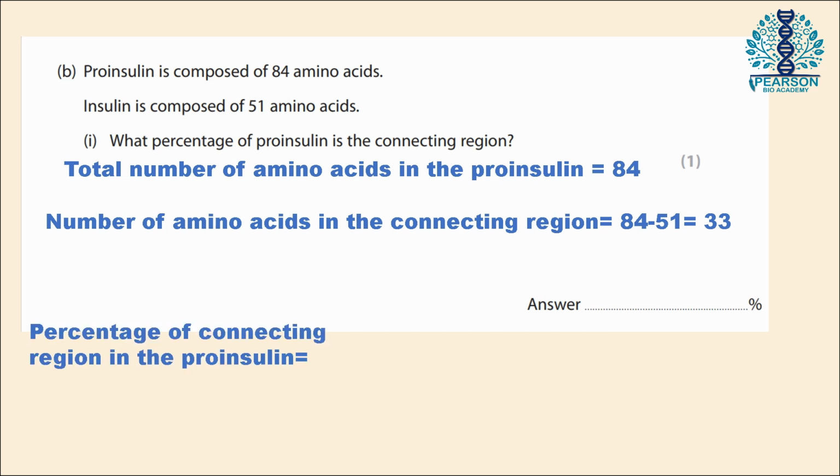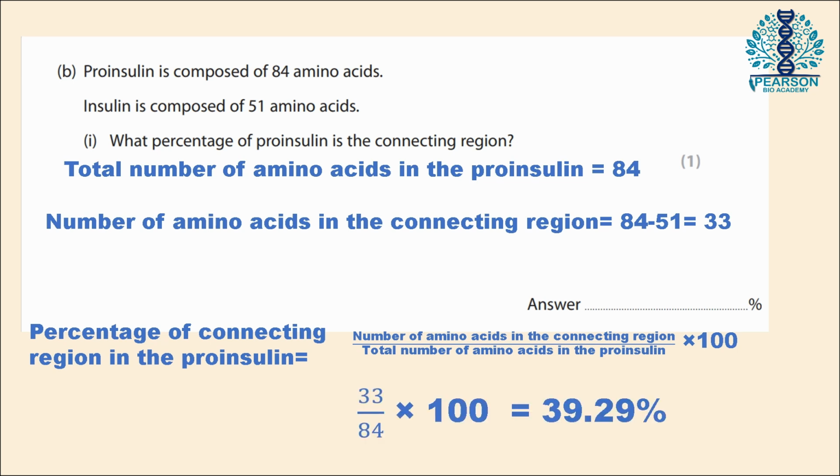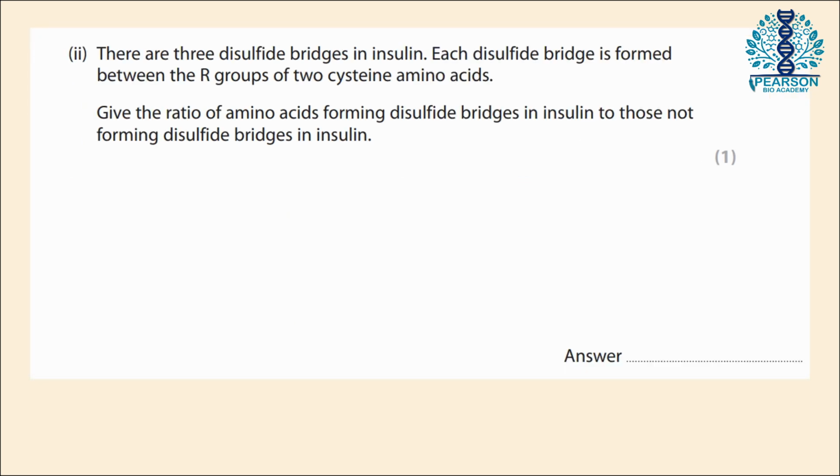Then we have to find out the percentage, so you can use this simple formula. Number of amino acids in the connecting region over total number of amino acids in the proinsulin, times 100, because you have to present your answer as a percentage. And the final calculation, 33 over 84 times 100. It's simply 39.29%.